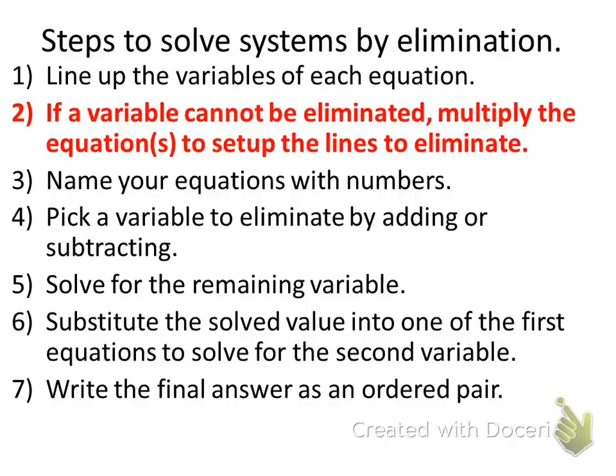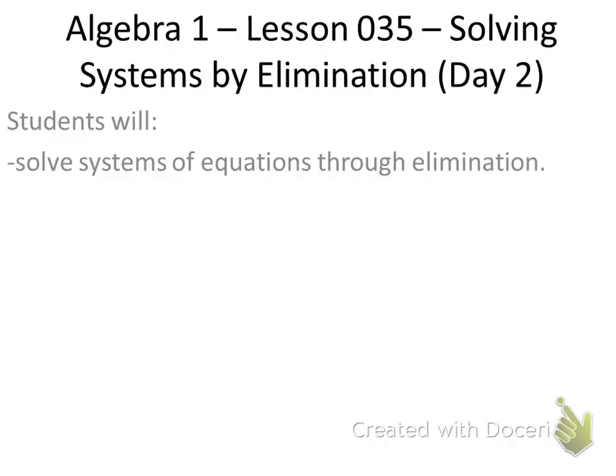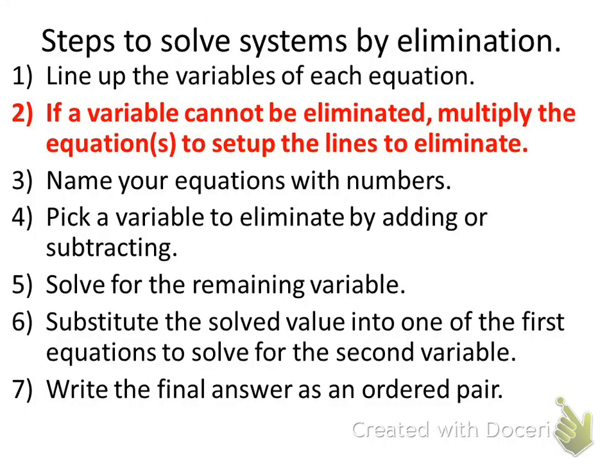Okay, this is a lesson for Algebra 1, Lesson 35, Solving Systems by Elimination. This is the second day. Today we're going to solve systems of equations through elimination, a continuation of the last lesson. We're adding one step to this lesson. It's step 2. Sometimes the equations don't work out perfectly when you want to eliminate, so you have to multiply one of them, okay? So the big idea is still, where did the lines cross?